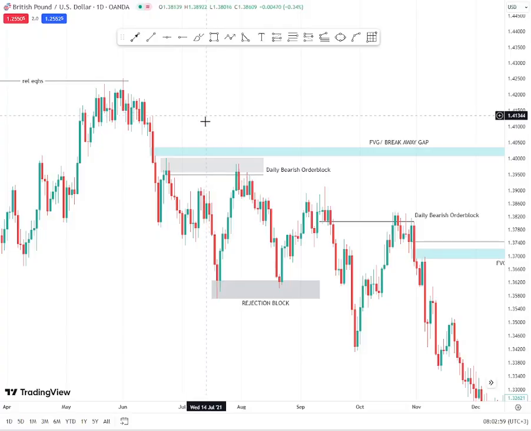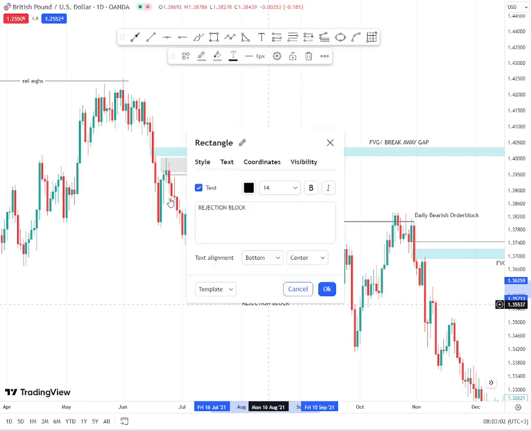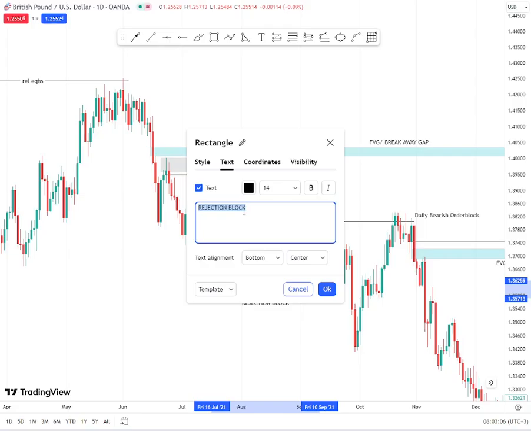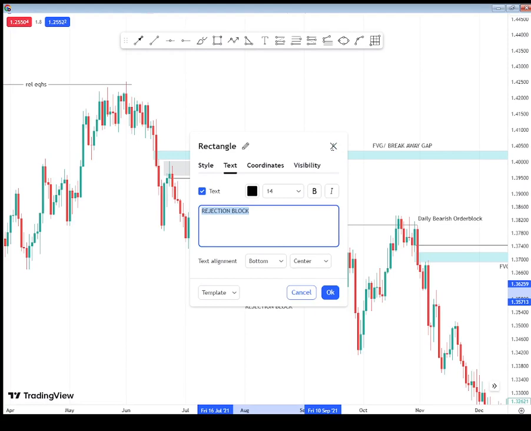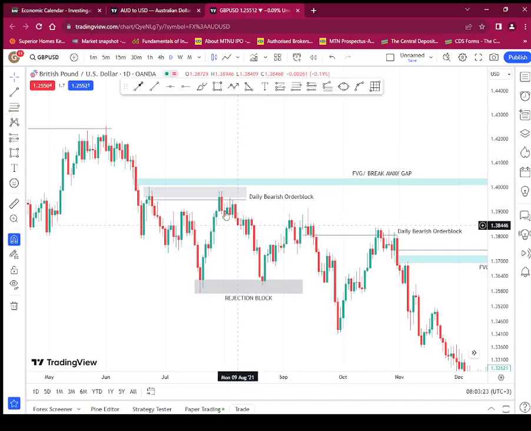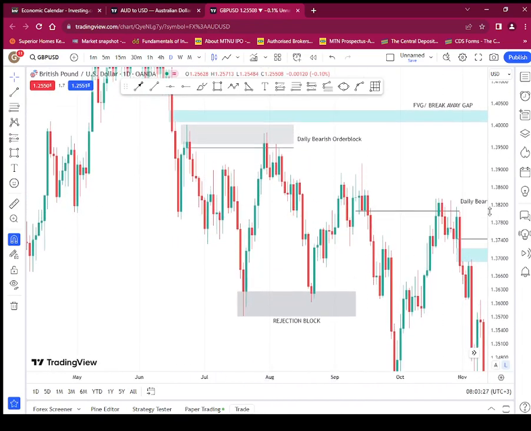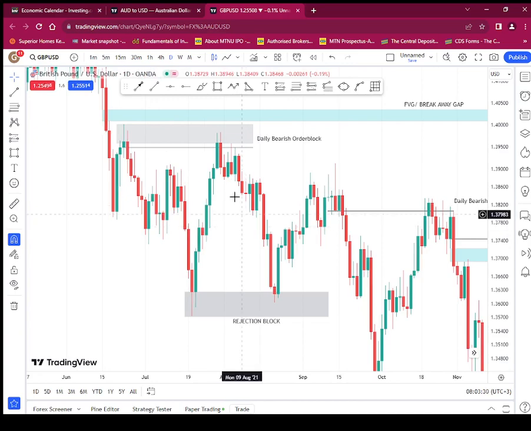So what's a rejection block? Same as down here. A rejection block, let me first copy this and apply it to that area so that I can have a detailed explanation of everything about this. Okay, it doesn't want to do that. But what's a rejection block? A rejection block is where you reject by the wicks of an old high or an old low.